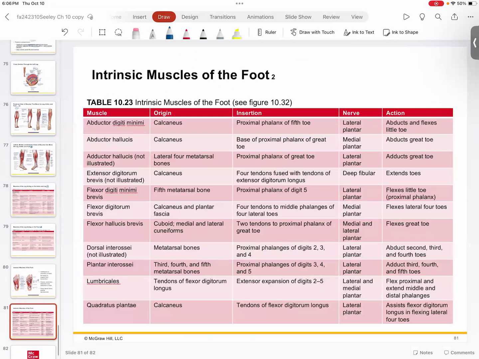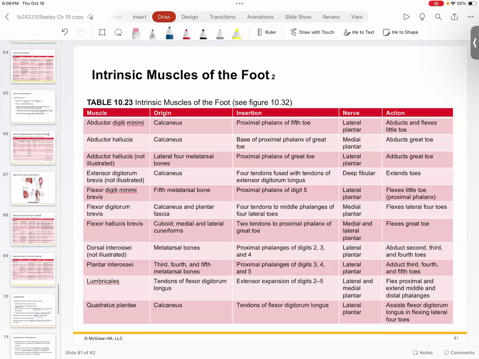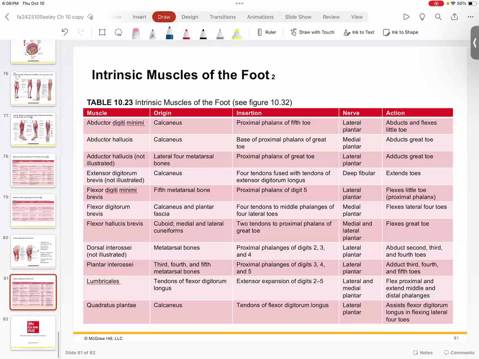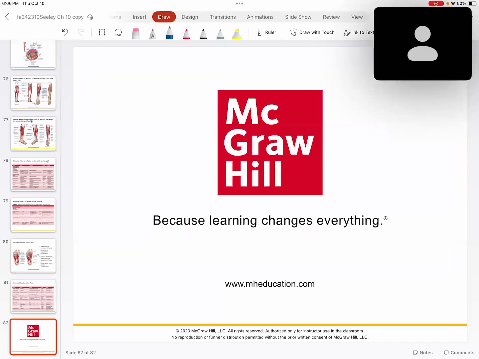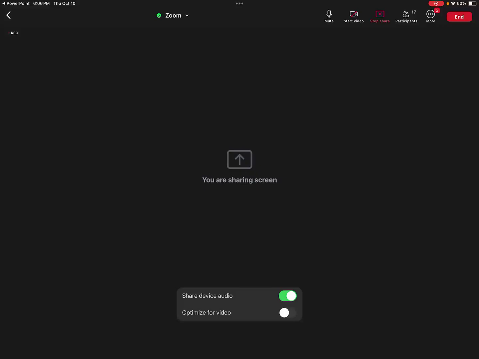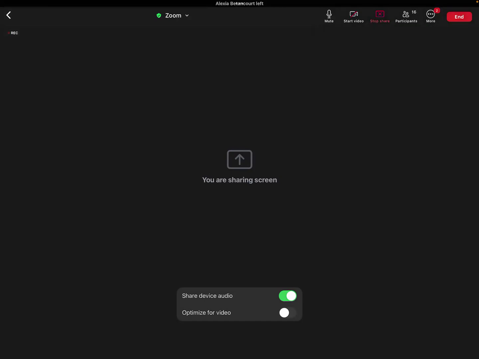So we won't worry so much about the foot muscles, just like we didn't worry so much about the hand muscles. But basically, that essentially runs us down on everything in chapter 10. Okay, any questions?